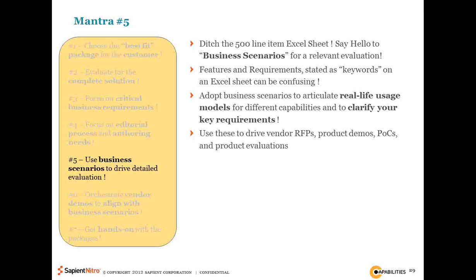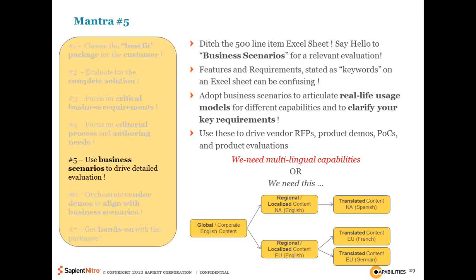And hence, it's quite important to use this idea of a real-life usage model to clarify your requirements, and then use that real-life usage model to drive everything from your vendor discussion to your vendor RFP to your product demonstration to your proof of concept and so on. So for example, in the graphic here, one way of doing this is saying, I need multilingual, which is okay, I understand that. Or you could say what I really need is the ability to manage a content hierarchy across different regions and across different languages, where I have both localization and translation needs.